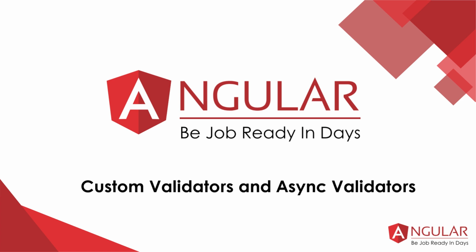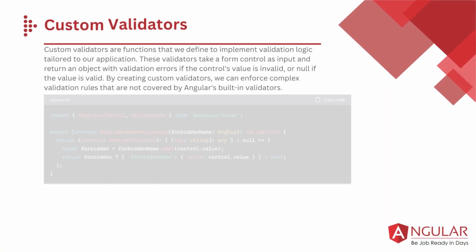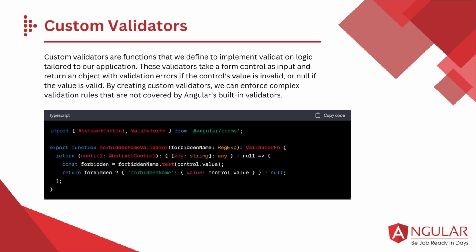In this topic, we'll explore custom validators and async validators in Angular, empowering you to create sophisticated and user-friendly forms. 1. Custom validators. Custom validators are functions that we define to implement validation logic tailored to our application. These validators take a form control as input and return an object with validation errors if the control's value is invalid, or null if the value is valid. By creating custom validators, we can enforce complex validation rules that are not covered by Angular's built-in validators.